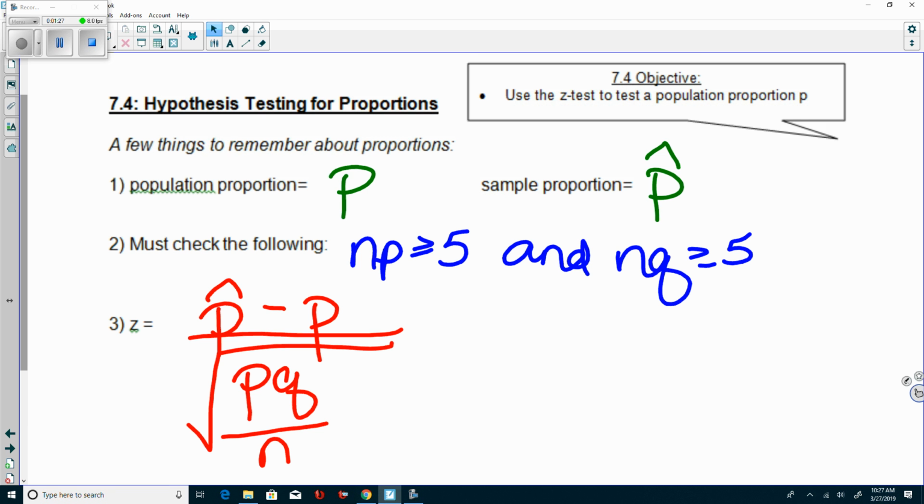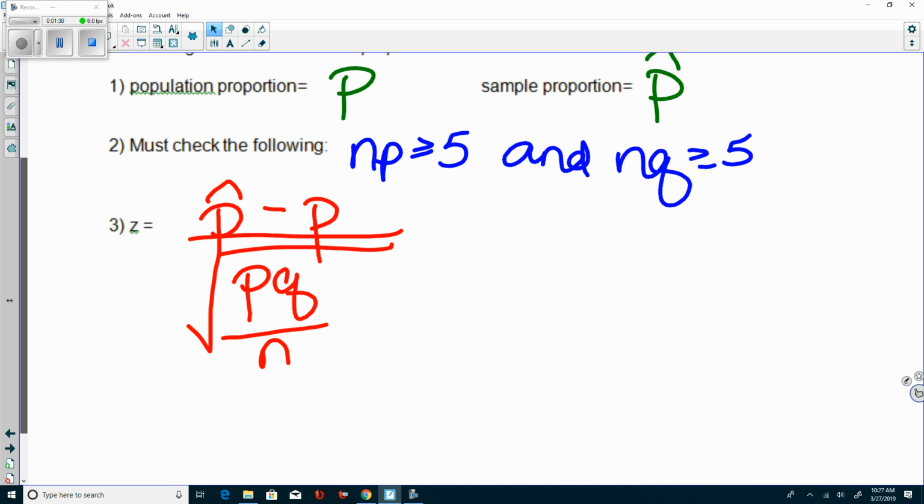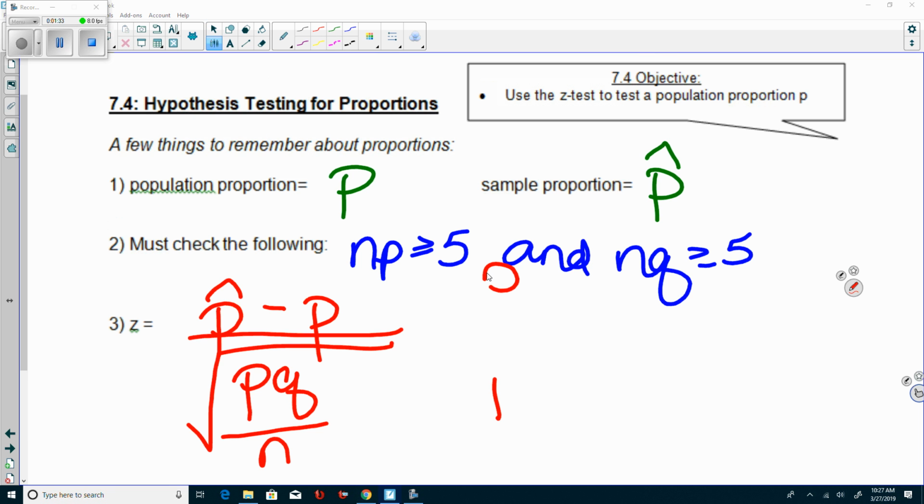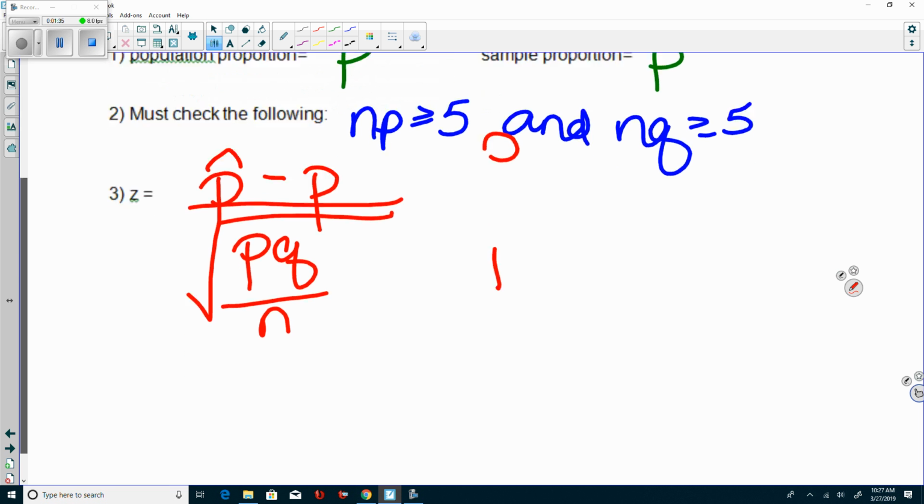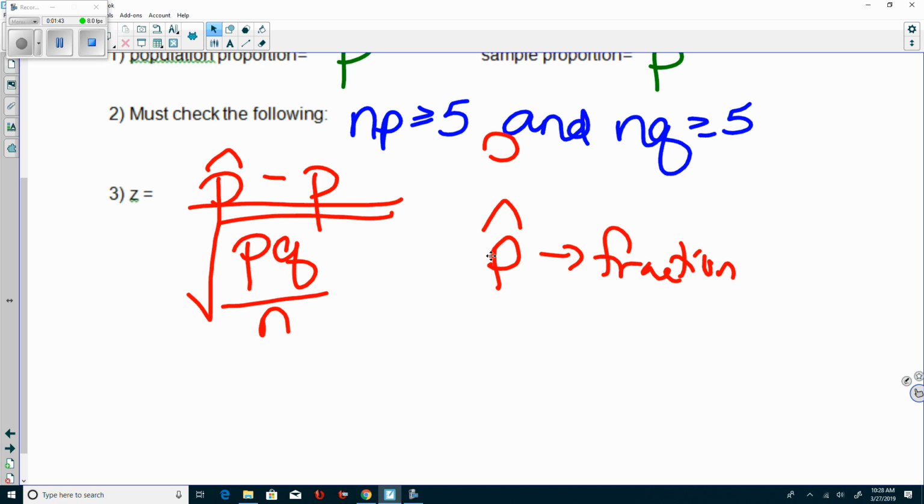Now the key thing with this formula is your p hat. P hat is a fraction. Leave it as a fraction for accuracy purposes. If you have something like 3/6 and you want to make that 0.5, that's fine, if it's a terminating decimal. But usually we're going to run into decimals that are non-terminating, non-repeating, so we just want to use the fraction, so we're very accurate.